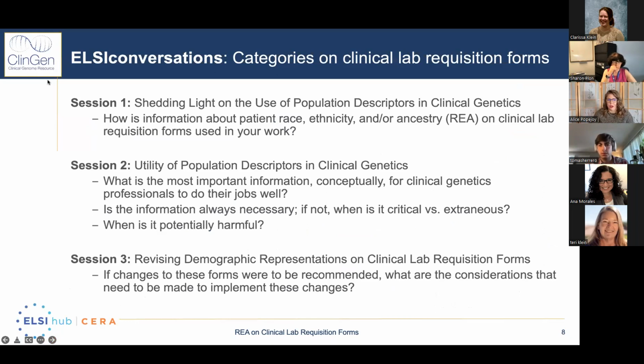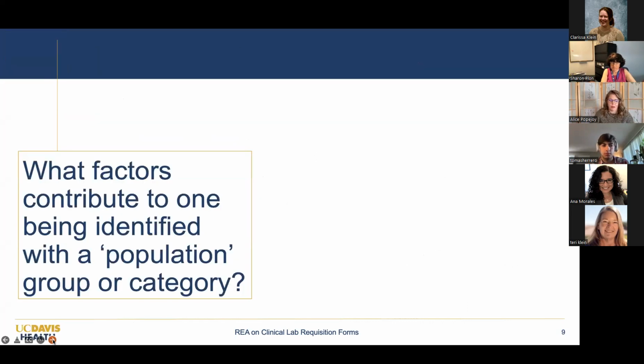And this LC conversation series that was sponsored by the LC Hub CIRA really enabled us to partner with them and do a deeper dive into these population descriptors, specifically on clinical lab requisition forms, and consider what type of information we need, how information is being used, and how we might go about changing them. So that's the realm and background of what we're trying to do here.